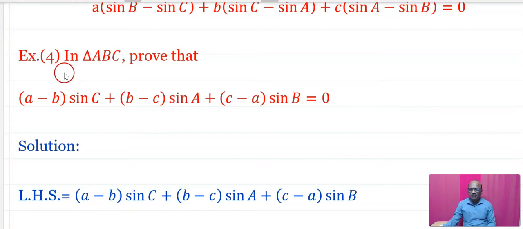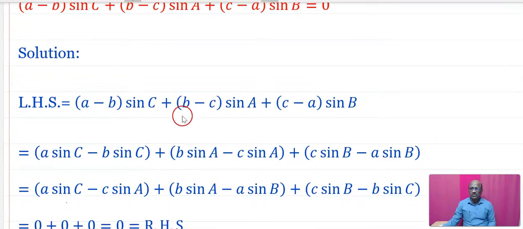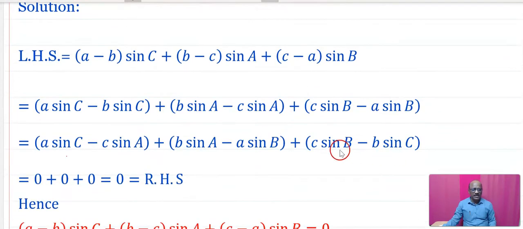Now the next example, number 4. In triangle ABC, prove that (a minus b) sin C plus (b minus c) sin A plus (c minus a) sin B equals 0. Now LHS: (a minus b) sin C plus (b minus c) sin A plus (c minus a) sin B. If we simplify this, that is a sin C minus b sin C, next is b sin A minus c sin A, next is c sin B minus a sin B.